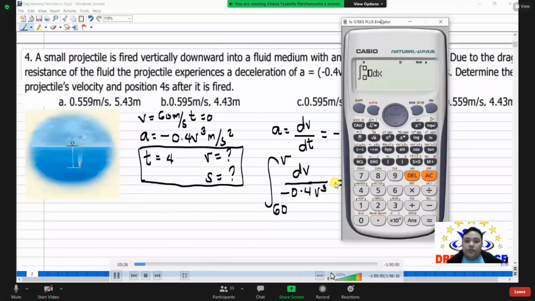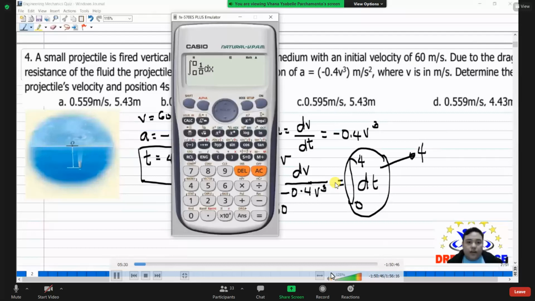So kunin muna natin yung function. We have 1 all over negative 0.4 v cubed. So alpha x cube pala. So this is from 60 going to, try natin yung letter A na 0.559. So siya ay, okay, so therefore mas malapit sa 4.